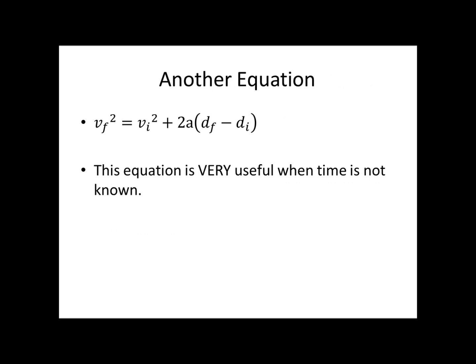Okay, this is a very useful equation when time is not known. If you're sitting there and they're asking for a final velocity or an initial velocity or an acceleration or even a displacement, and they don't tell you the time, this is your go-to equation. We've got Vf squared equals Vi squared plus 2 times the acceleration times the change in displacement. Quite often that change in displacement is just our final displacement. Usually that's just one number. But this is a very, very useful equation.